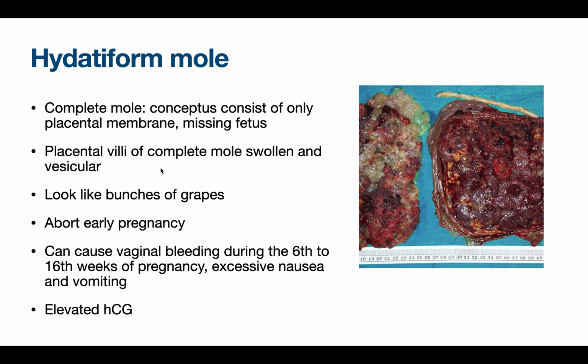The placental villi of the complete moles are swollen and vesicular, and they form a lot of structures that look like a bunch of grapes. It usually causes an abortion in early pregnancy, and it can cause vaginal bleeding during the 6th to 16th week of pregnancy, and causes excessive nausea and vomiting. In the blood work, you will see an elevated HCG level.